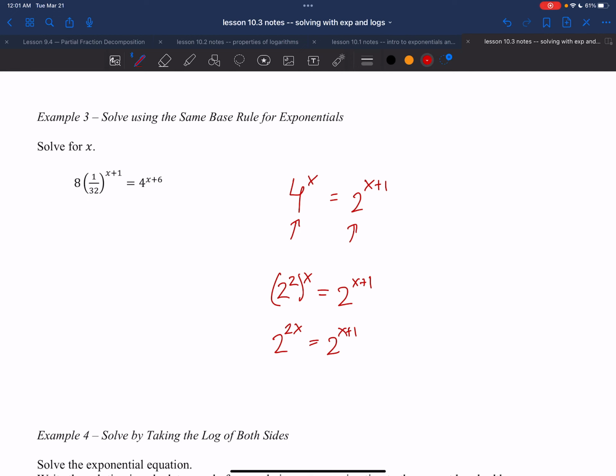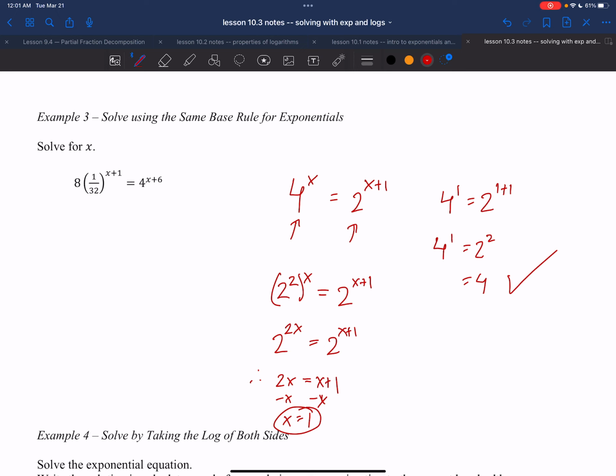Therefore, since the bases are now the same, the exponents are the same. So I say, therefore, 2x equals x plus 1. Solve for x. Let's say subtract 1x from both sides. I get x equals 1. And that would be my solution. And that makes sense, too, because 4 to the 1 equals 2 to the 1 plus 1. That says 4 to the 1 equals 2 squared, which is 4, which is true, right?